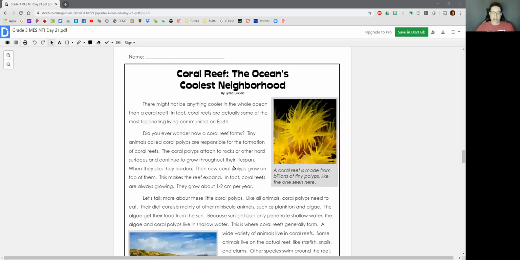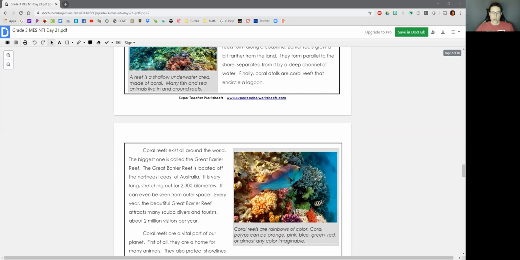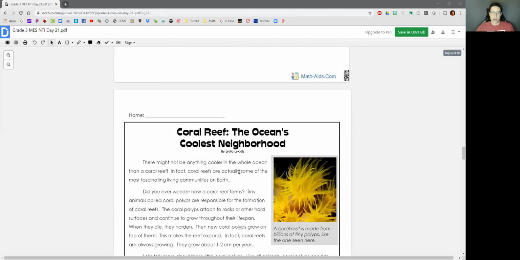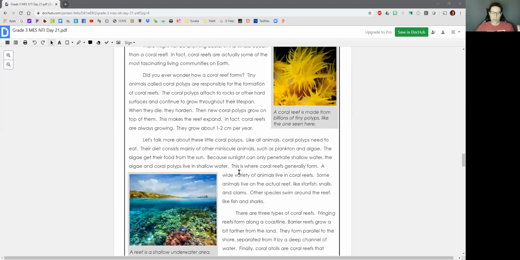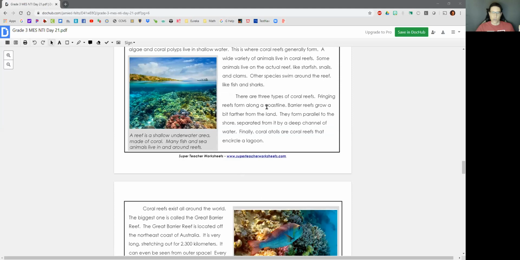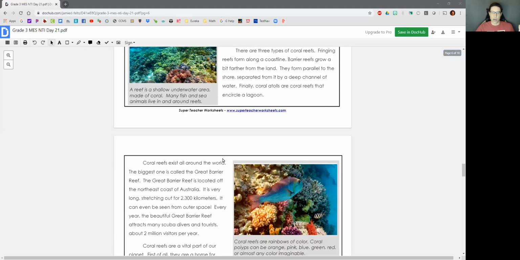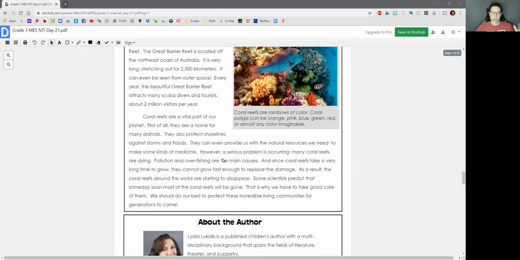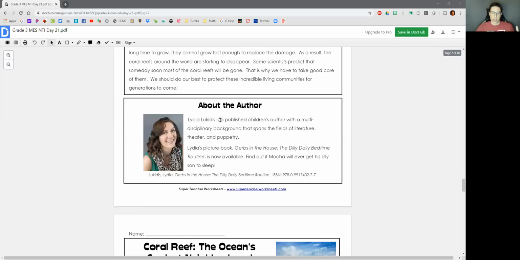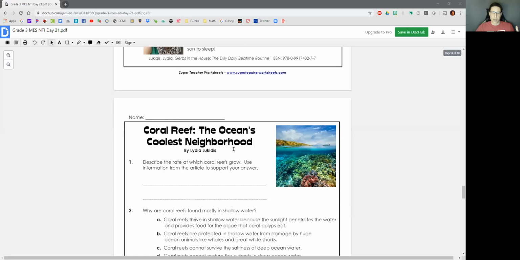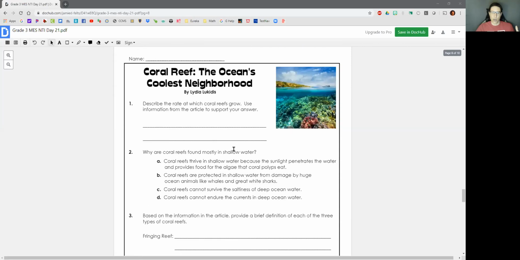We've got a great nonfiction story here about coral reefs. So we've got a couple of pages that you just read over. Take your time, read through it a couple of times. You can write on this, if that helps you mark up some special parts or things you think were interesting or important. Little author bio there. And then you've got a question page to go along with it.